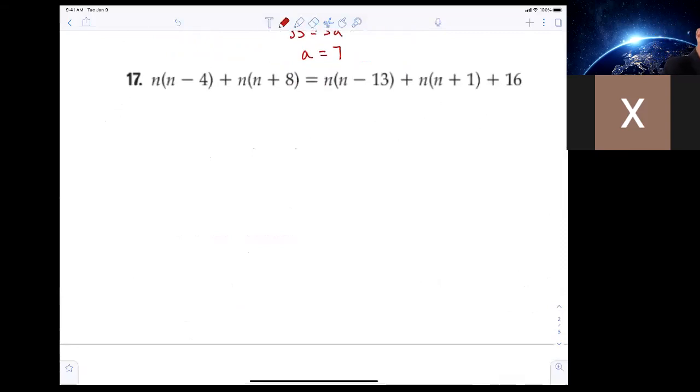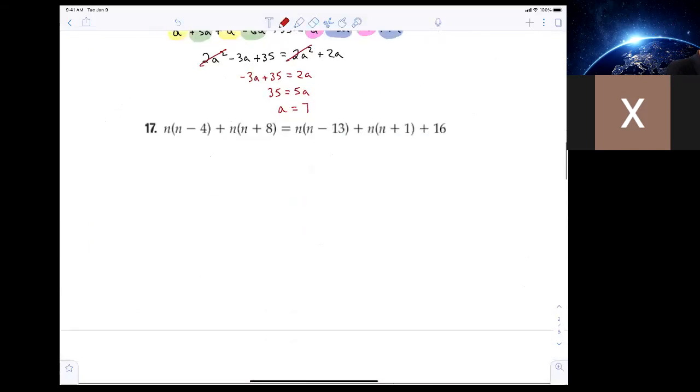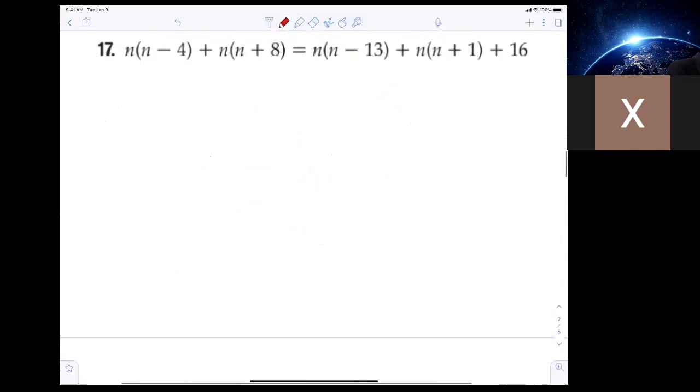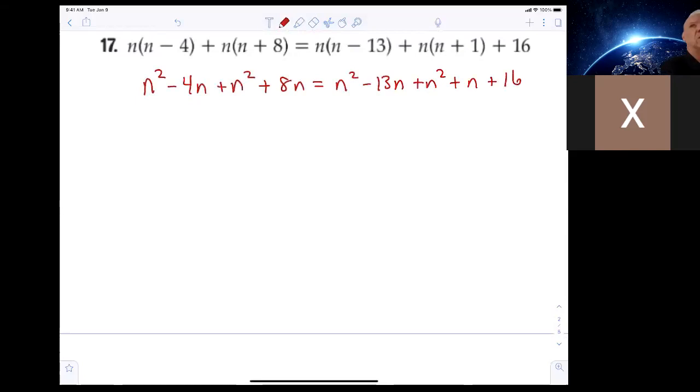All right, let's go. Take your time now. Everybody do the first line real quick. All right, Lily, read me the first line, loud and proud. Go. N squared minus 4n plus n squared plus 8n equals n squared minus 13n plus n squared plus n plus 16. I just don't think that's that hard.